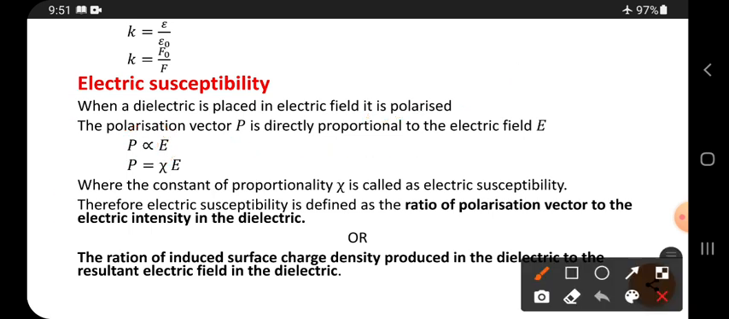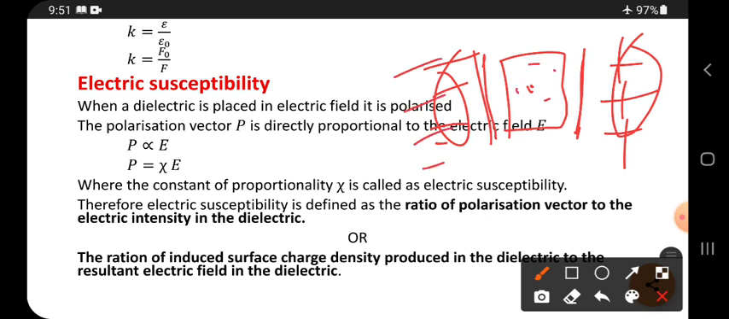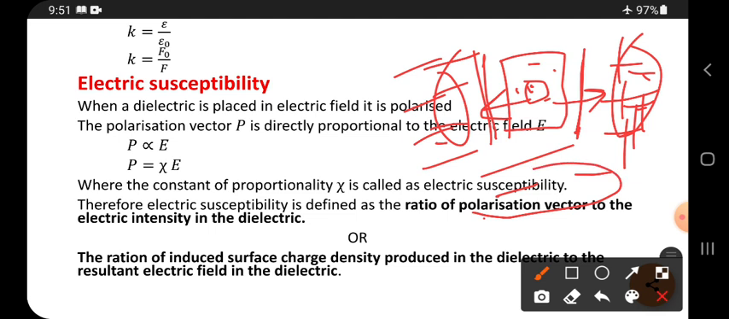Polarization means, when two plates are placed, let one be a negatively charged plate and the other a positively charged plate, and we keep a dielectric material between them, then what happens? Before this, there are no charges. Atoms have a nucleus with electrons around it. When the two plates are charged with opposite signs, the electrons are attracted towards the positive charge and the nucleus is attracted towards the negative charge. So the atom is displaced, separated, distorted. That distorted atom is called polarized.